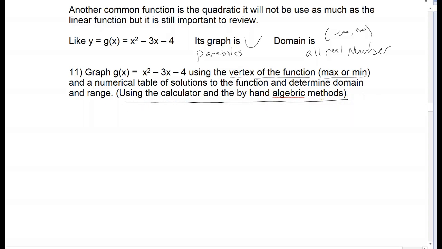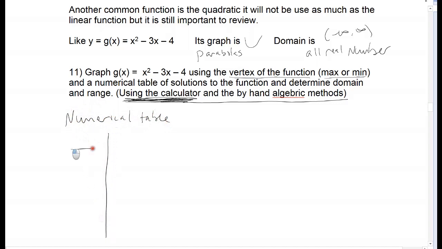There are by-hand algebraic methods, but we're not going to do them. We just don't have time to do the algebraic methods. We're going to stick to using the calculator. You get to use it no matter what. So first, I'm going to do a numerical table.